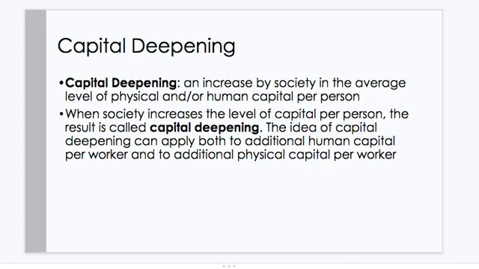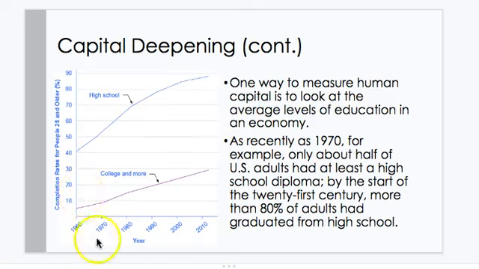Capital deepening is an increase by society in the average level of physical and/or human capital per person. When society increases the level of capital per person, the result is called capital deepening. The idea of capital deepening can apply both to additional human capital per worker and to additional physical capital per worker. Here's how we can take a look at this. One way to measure it is to look at high school and college and see how things have changed over time. Again, I'll let you take a look at that since this is getting long.